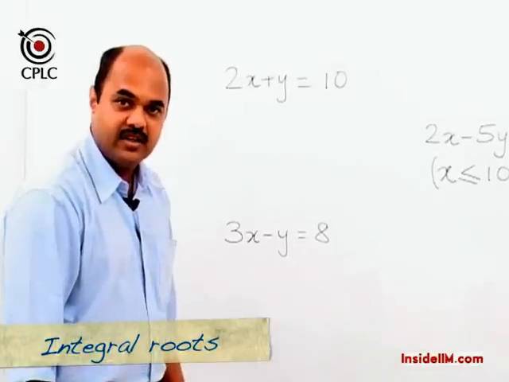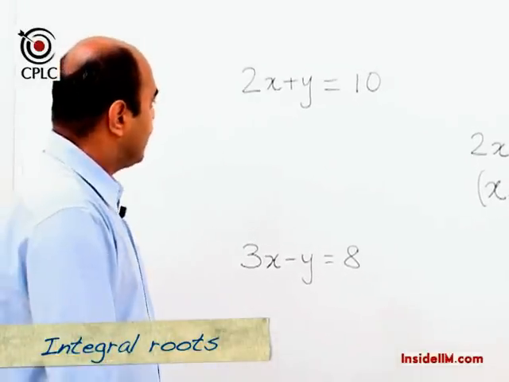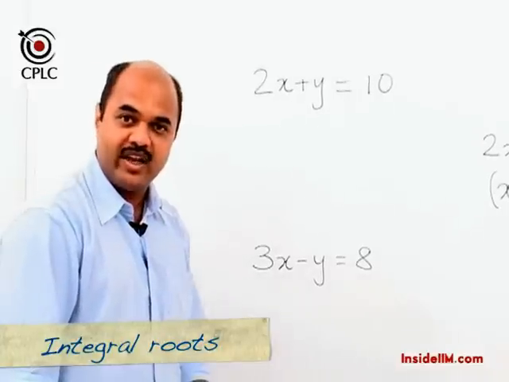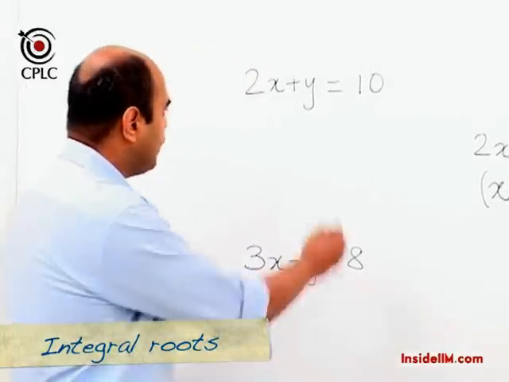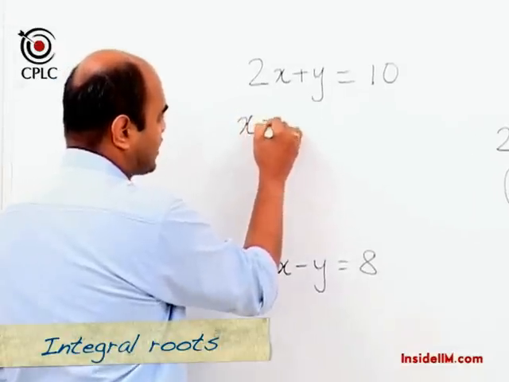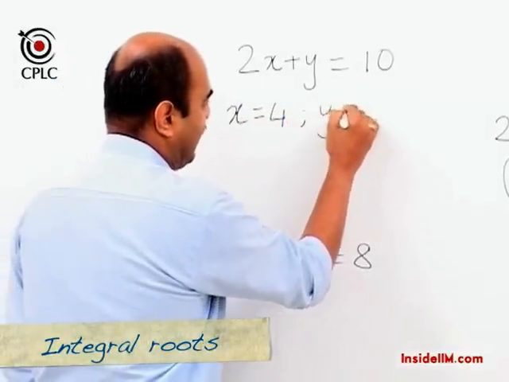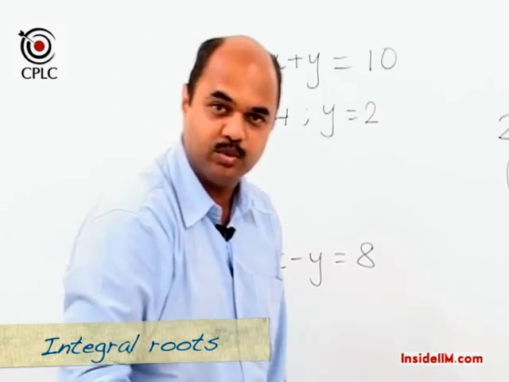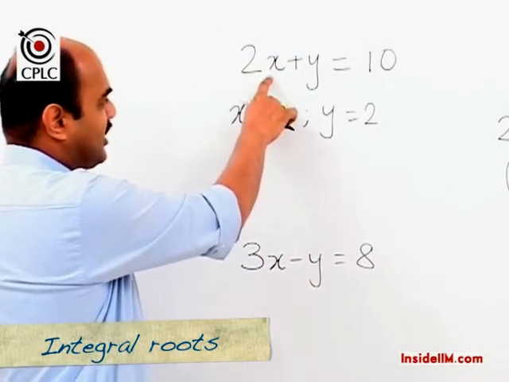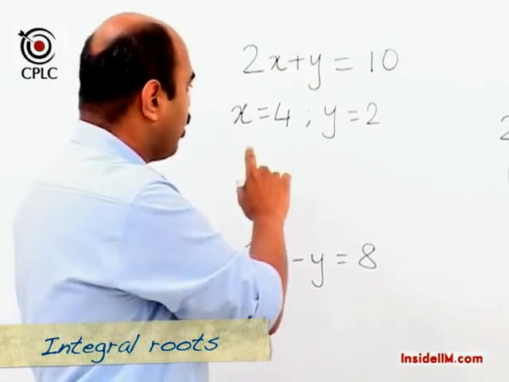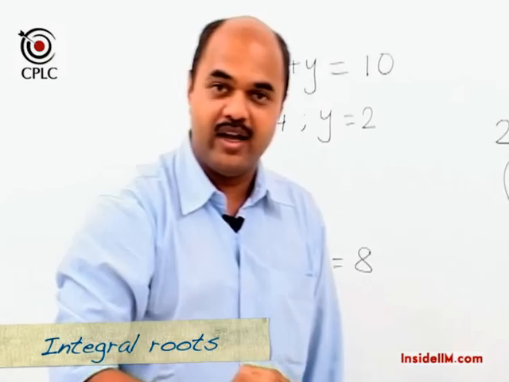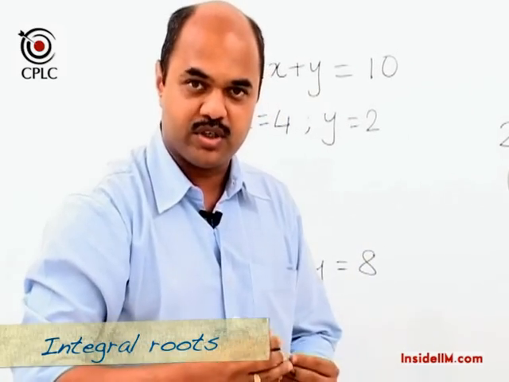2x plus y is equal to 10. Now if it is mentioned that the value of x and y can only be integers, then one possibility is that x can be equal to 4 and y can be equal to 2. Because the moment you put x equal to 4, you get 8 plus 2 equal to 10. So 4 comma 2 for x comma y would satisfy such an equation.